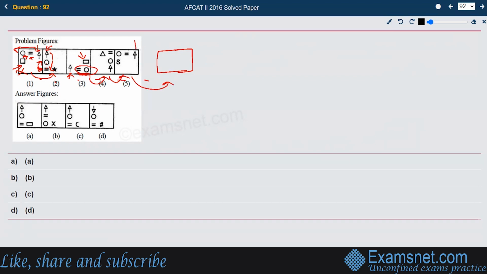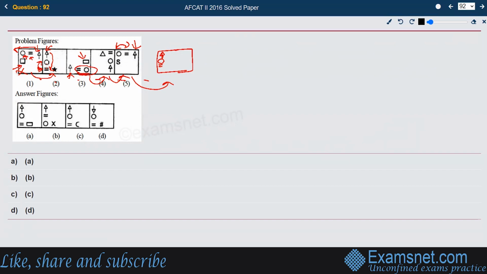Thus, in the fifth one, the arrow was here. So in the sixth one, the arrow should come out to be here. Okay, this is the first change to be done. Then the position of equal to and circle should be swapped. So just behind the arrow should be a circle, then should be an equal to. This is how it should be. And the fourth figure should be a completely new one.